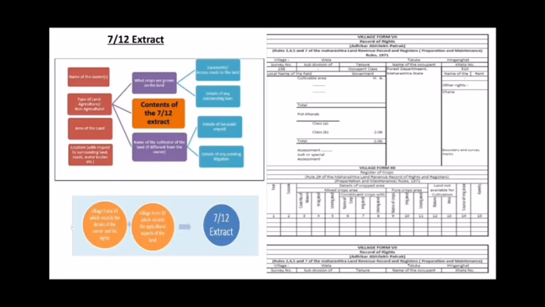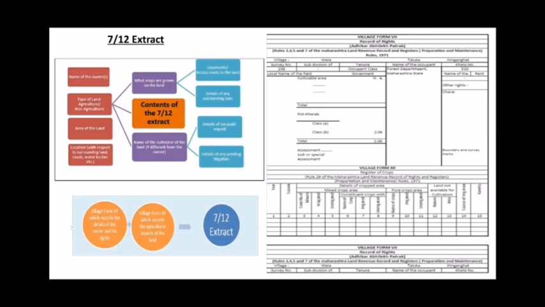Now children, village form number 7 is the record of rights. There is a form which is number 7 in the village. This form is for the record of rights of a land. And there is another form, form number 12, which contains the information regarding crops.